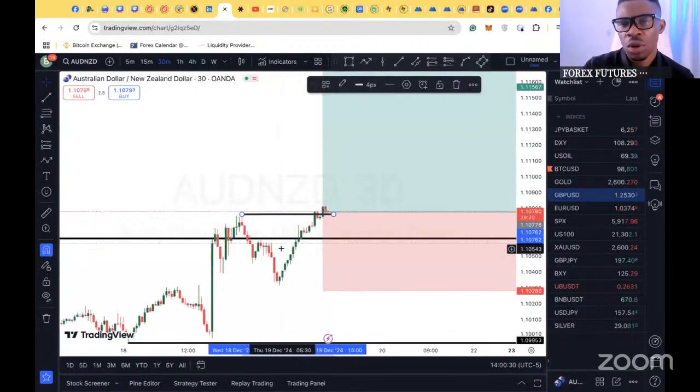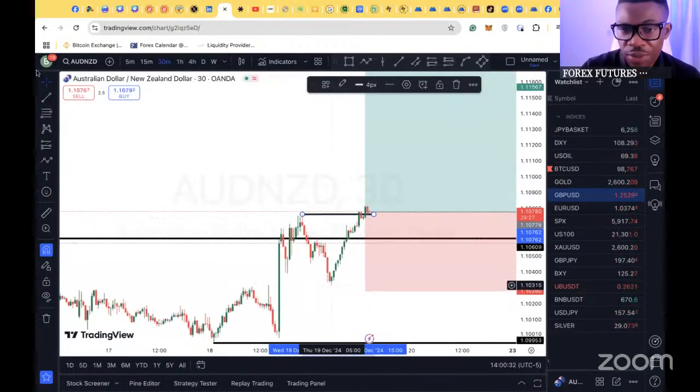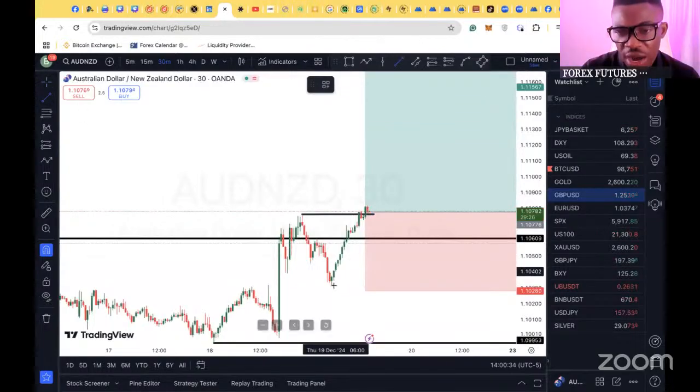But me, I'm not worried. I know that this place will be my final bus stop. If price comes here and break below this place, SL is there. I will close my trade with SL.